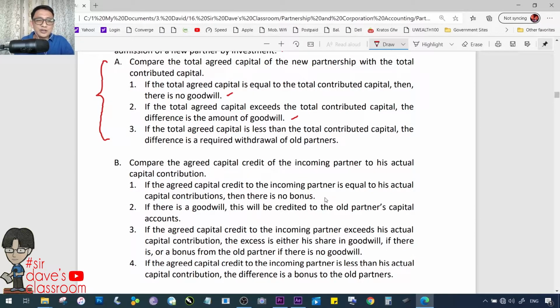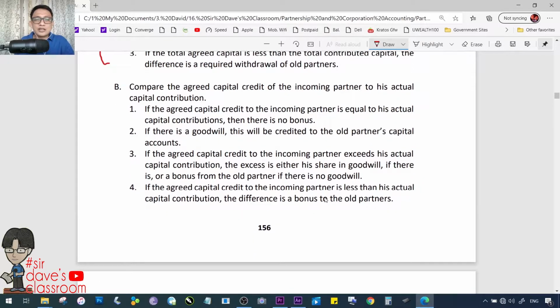Wala daw ganon. Number 2, if there is a goodwill, this will be credited to the old partner's capital accounts. Number 3, if the agreed capital credit to the incoming partner exceeds his actual contribution, the excess is either his share in the goodwill, correct, if there is, or a bonus from the old partner if there is no goodwill.